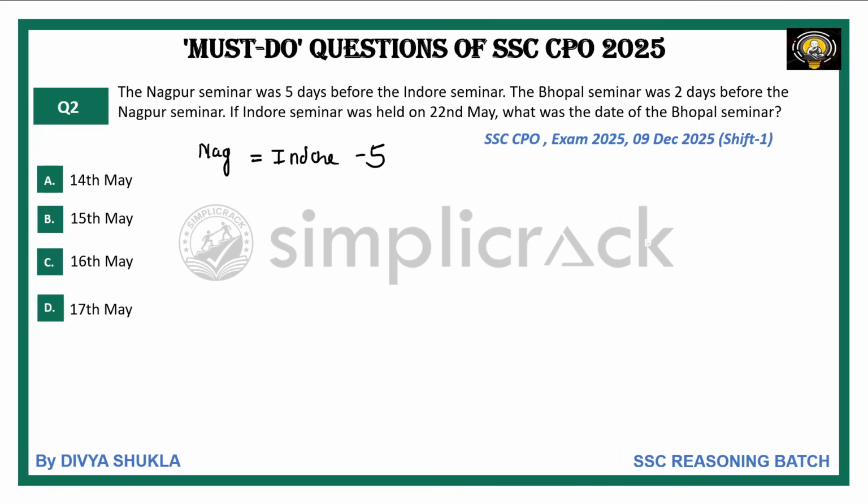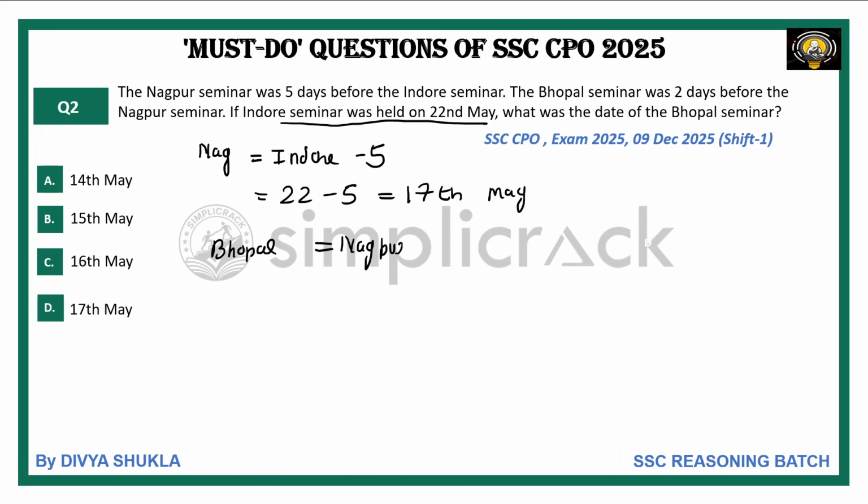The Indore seminar is already given as held on 22nd of May. That means 22 minus 5, so the Nagpur seminar is held on 17th of May. And the Bhopal seminar was held 2 days before the Nagpur seminar. That means 17 minus 2, that is 15th of May.